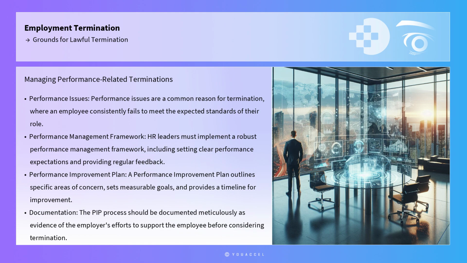A performance improvement plan is a practical tool that can be utilized in this context. It outlines specific areas of concern, sets measurable goals, and provides a timeline for improvement. The PIP process should be documented meticulously as evidence of the employer's efforts to support the employee before considering termination.